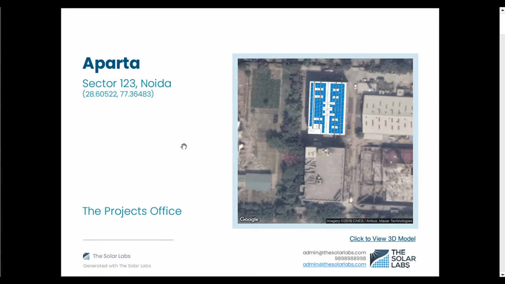On the left hand side, you can see the client name, address, and GPS coordinates. On the right, you have the top view of the project design. Here is a link to view a 3D model where the client can see the details of the project.